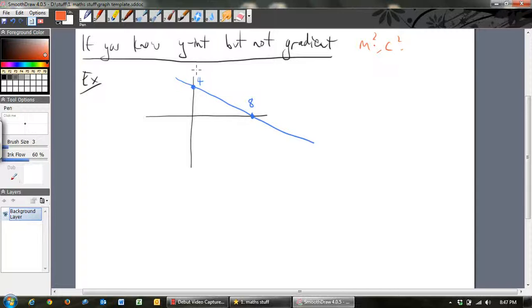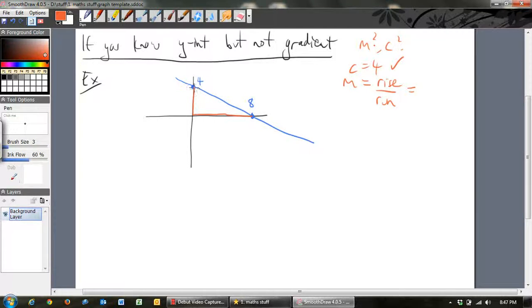Right, what is C? C is the y-intercept, so we've got C is equal to 4. Sweet, that's a great start. All we need to do now is figure out what M is. Now, if you look at this, we know this point on the line and that point on the line. Can we figure out the gradient by looking at its rise and its run? So if M is equal to rise over the run, let's have a look at this. Let's start at 4 and go to 8.